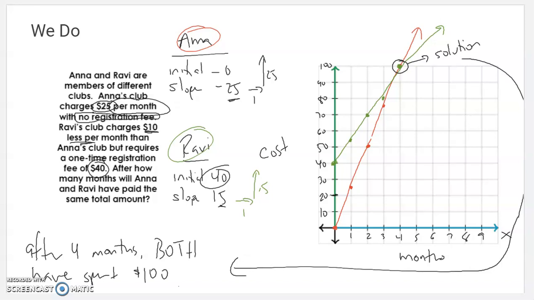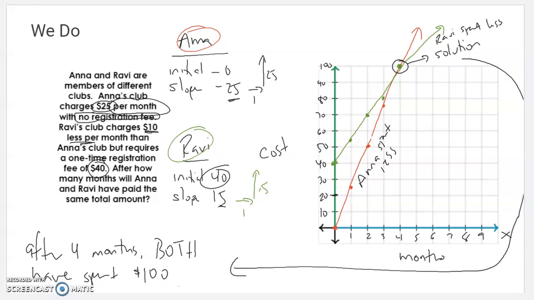Other things to note, you can kind of tell before that point, the person who's red, Anna, spent less because her cost is below Ravi's. And then after that point, Ravi has spent less. And a lot of times you have to make decisions based on situations like that. Is it better to get the thing that starts cheaper and then costs more per month? Or is it better to get the thing that starts with more price and then increases by less?